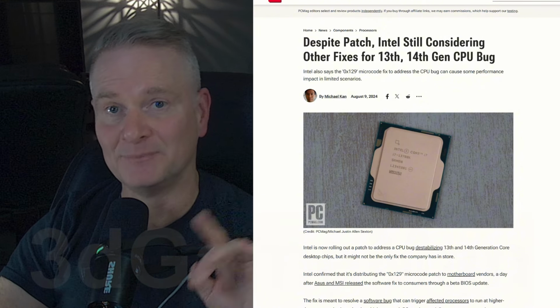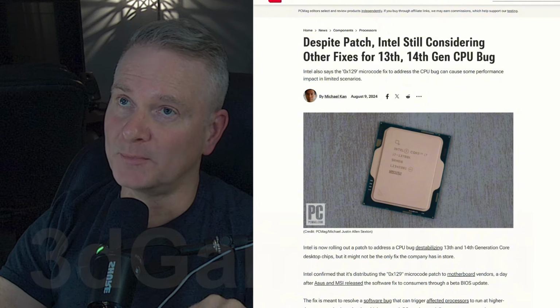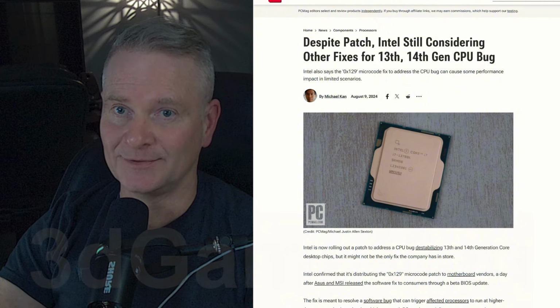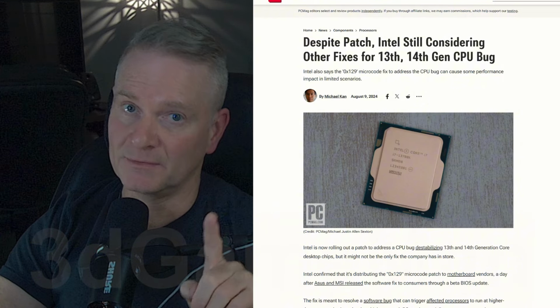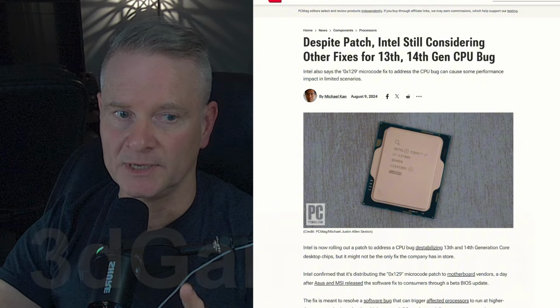And for the most part, it has made the systems stable. Performance-wise, probably a 1% to 3% loss when it comes to gaming, but it's better to have a stable system than not. I think everyone will agree with that.